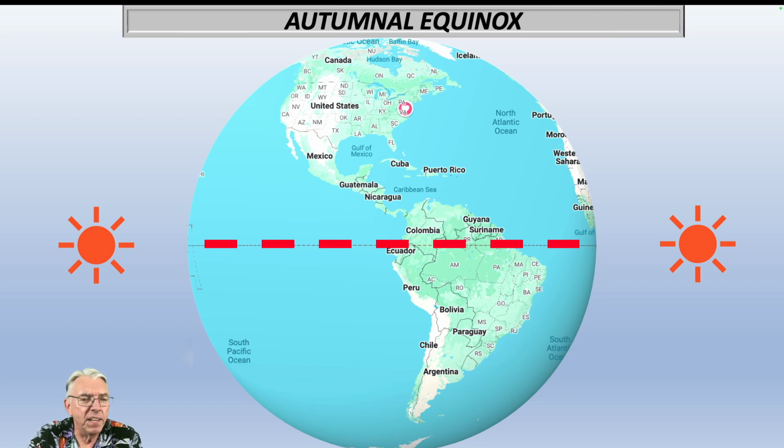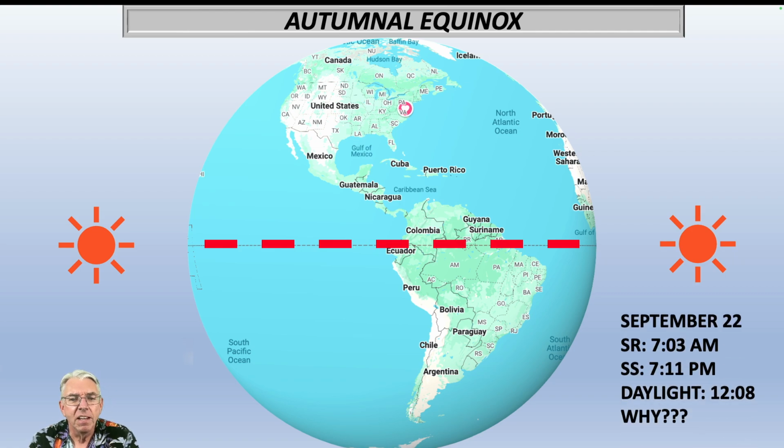So let's take a look at the actual sunrise and sunset times on September 22nd. The sun rises at 7:03, sun sets at 7:11. So we have 12 hours and 8 minutes of daylight, which means we have 11 hours and 52 minutes of darkness. So they're not equal. Why is that? Well, if we didn't have an atmosphere, they would be equal, but we do, and so they're not.